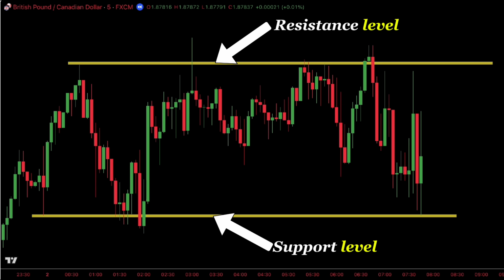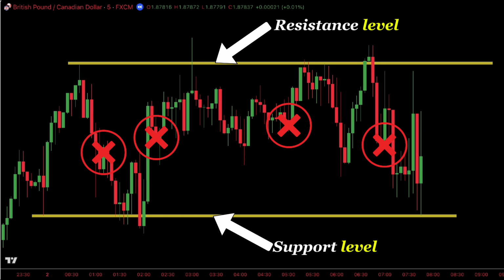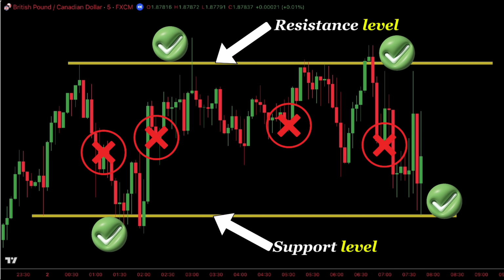Now, when the market is in this condition, we do not trade randomly inside the range. This is one of the biggest mistakes beginners make. They enter trades in the middle of the range without any clear edge, which leads to inconsistent results. Instead, we wait patiently for price to reach either the support level or the resistance level, because these are the areas where the market is more likely to react.